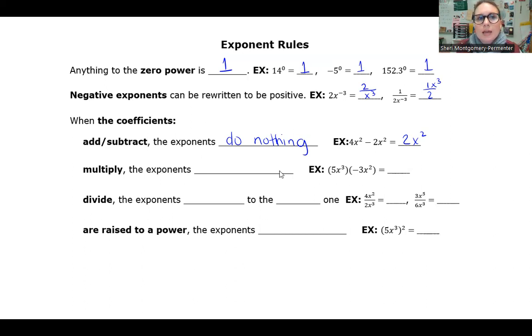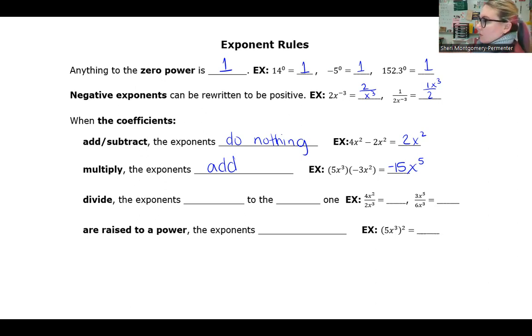When you're multiplying, so here, this is like 5 times -3. So when you're multiplying coefficients, you will add exponents. So 5 times -3 is -15. And then for the x's, I have 3 and 2. You don't multiply them together. You do one less operation. So this is 3 plus 2 or 5. Okay, when you add or subtract, you do nothing. If you multiply, you will add.